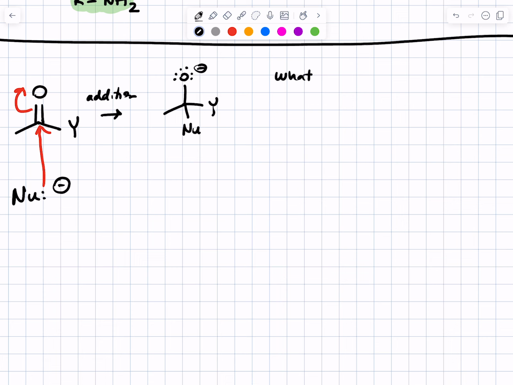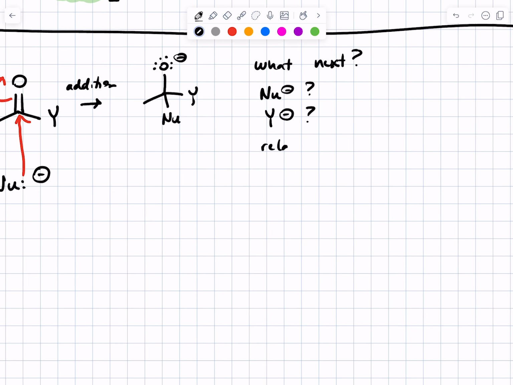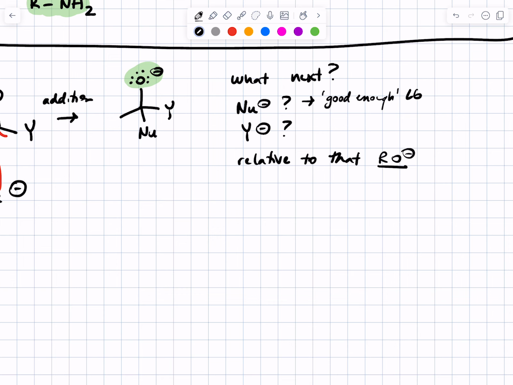The question of what happens next really depends on a couple of things. It depends on the identity of the nucleophile. It depends on the identity of the Y group, which we're going to think about, is it a leaving group or not? And whether or not it's a good leaving group is going to be relative to that negatively charged oxygen in the tetrahedral intermediate. So basically we're going to ask the same question. Is your nucleophile a good enough leaving group relative to the negatively charged oxygen, where good enough here means the same thing as it meant earlier.